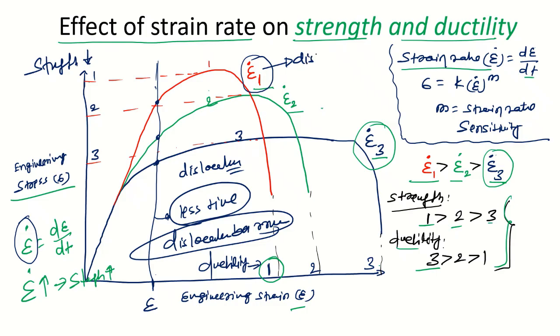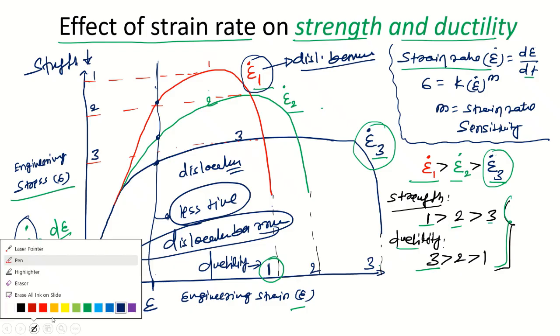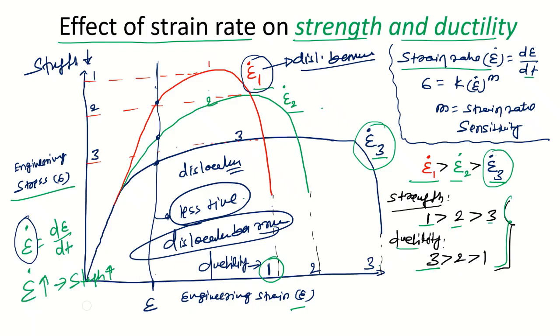So the dislocation barrier is the main mechanism for increasing the strength. If the dislocation barrier is high, dislocation movement is restricted, and that's why ductility also decreases. At the same time, at the lower strain rate, suppose at epsilon 3, the material gets a higher time, because at a lower strain rate the time is higher.